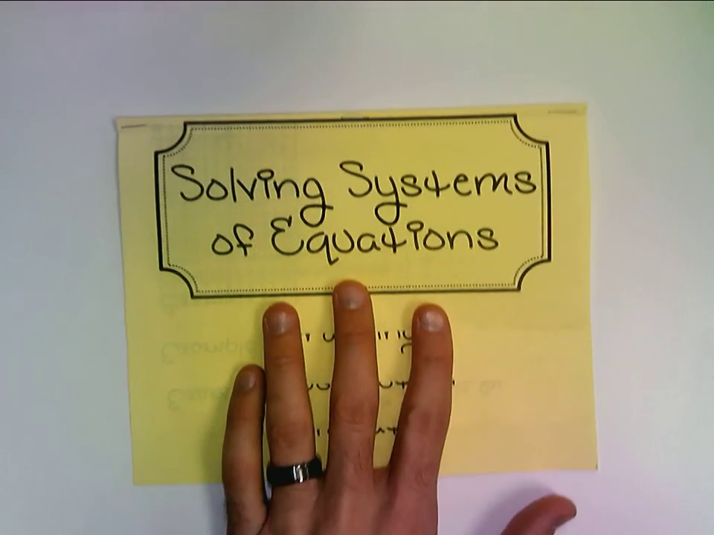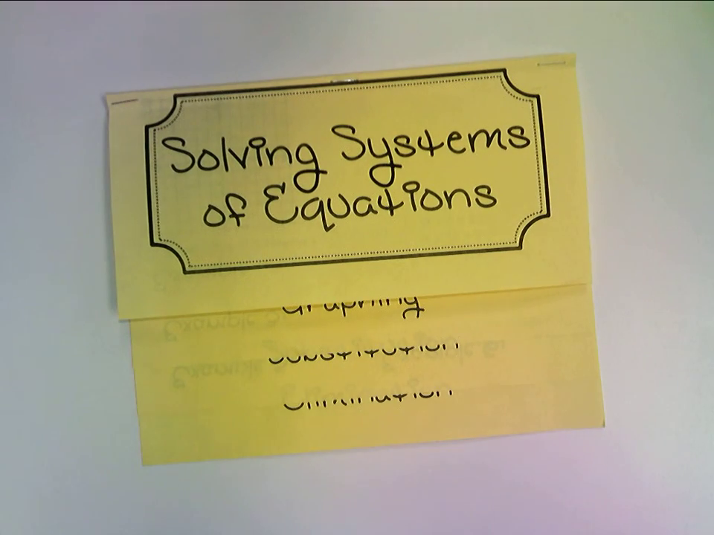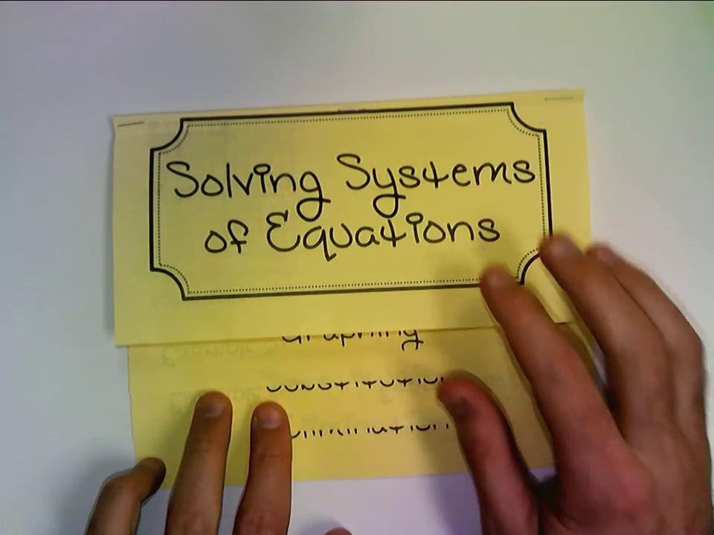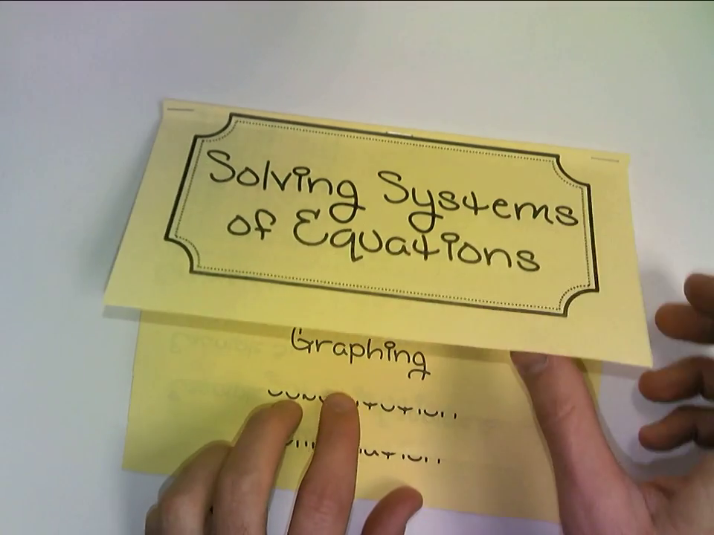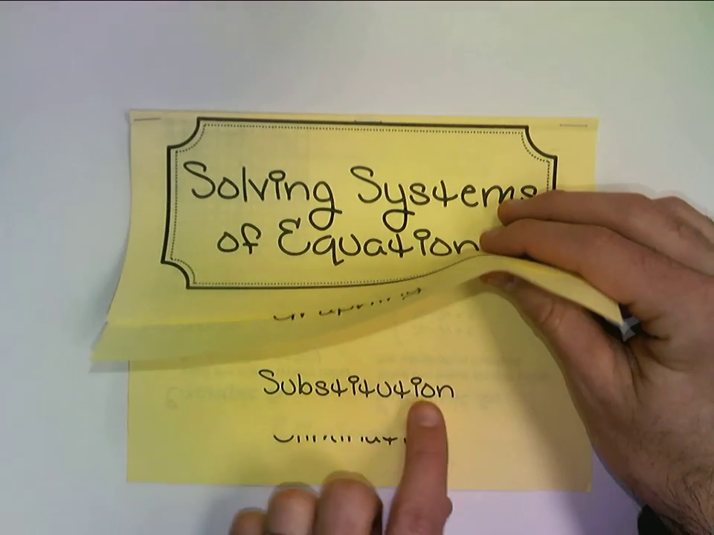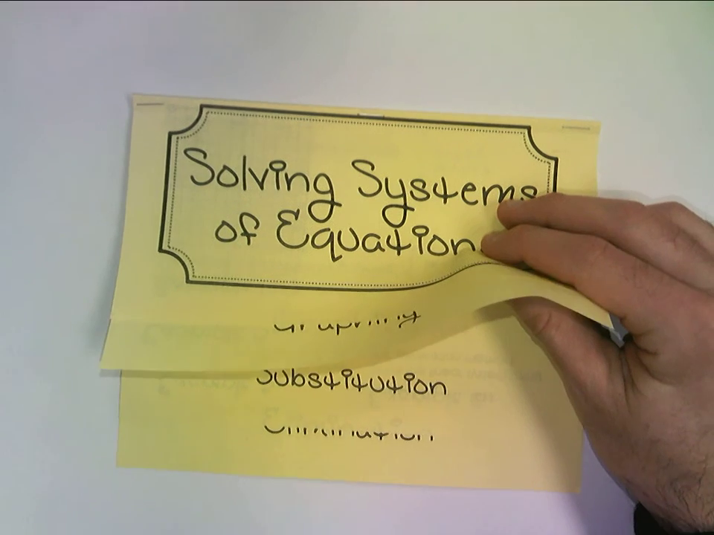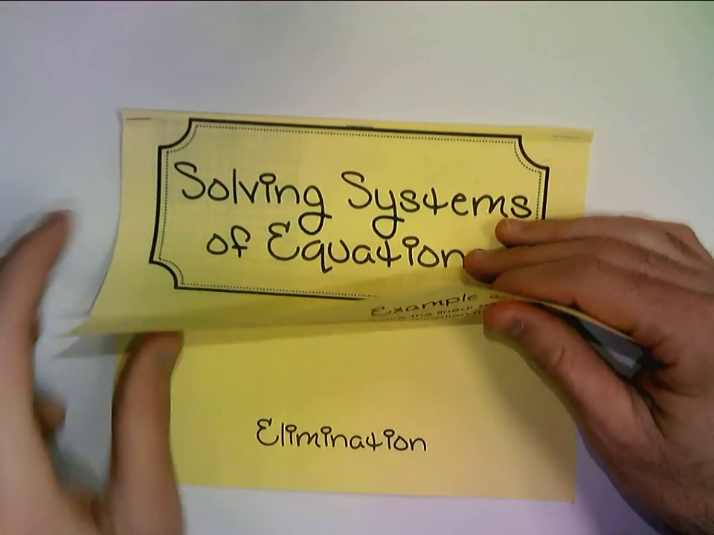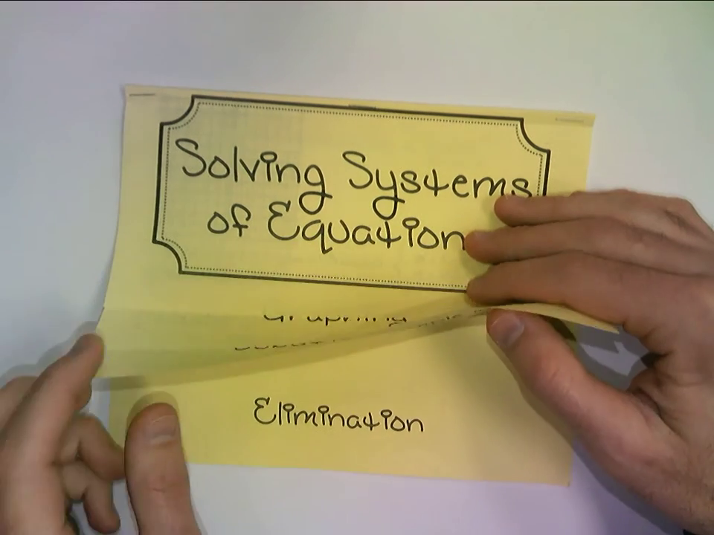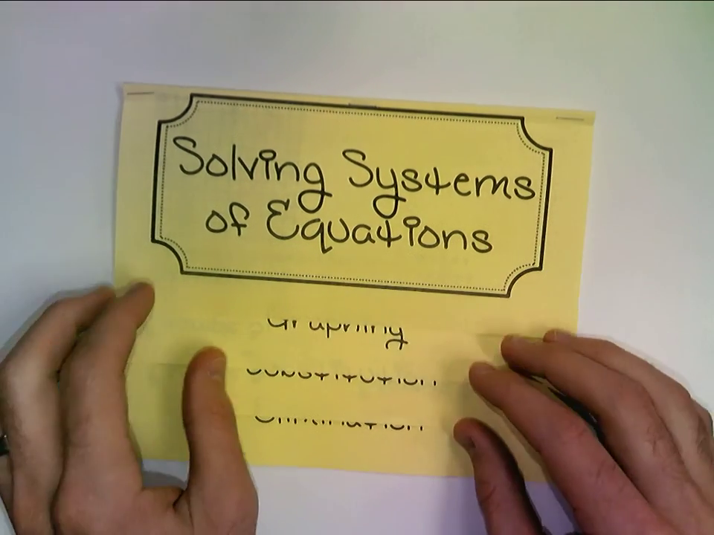And the foldable that you will need today will look like this. It is yellow, and it is about solving systems of equations. So we'll look at graphing systems of equations, using substitution with systems of equations, and using the elimination method when working with systems of linear equations.